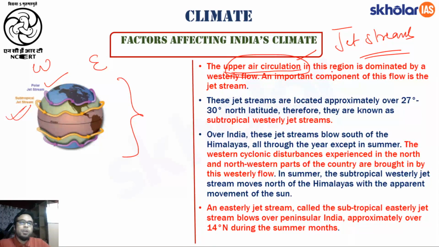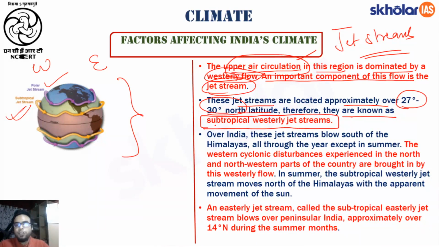The upper air circulation in this region is dominated by a westerly flow, that is from west to east, and an important component of this flow is the jet stream, right? These jet streams are located approximately between 27 to 30 degree north latitude, and therefore they are known as the subtropical westerly jet stream. Now when I talk about jet streams, there are two different variations. One is found in the polar areas, which is called the polar jet stream, and another is found in the subtropical area, which we call the subtropical jet stream, right?